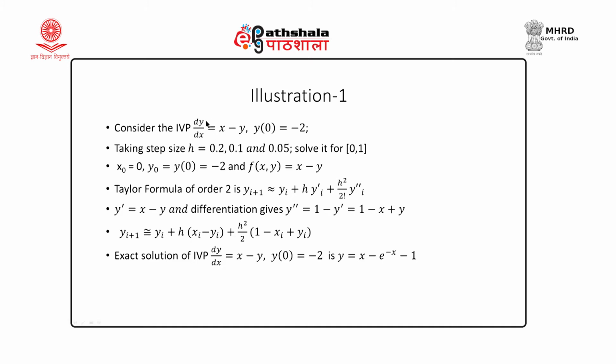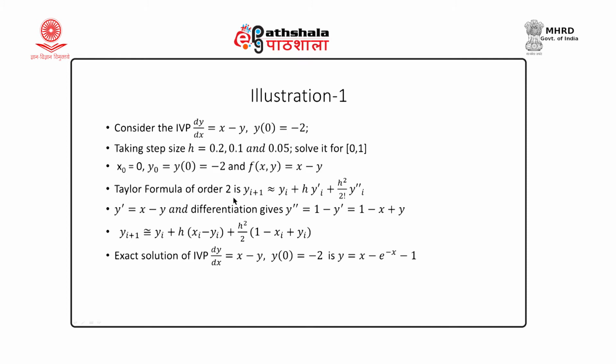So, our problem is dy by dx equal to x minus y, with x 0 equal to 0 and y 0 equal to minus 2. I will illustrate the computational results by 3 step sizes, so that you can compare the results obtained with different values of h and realize that the smaller the h, the better approximations we get. So, x 0 is 0, y 0 is minus 2, f(x, y) is x minus y here.